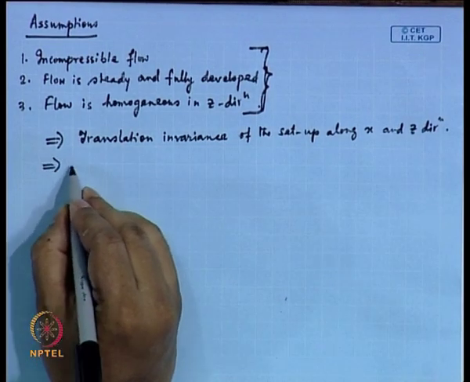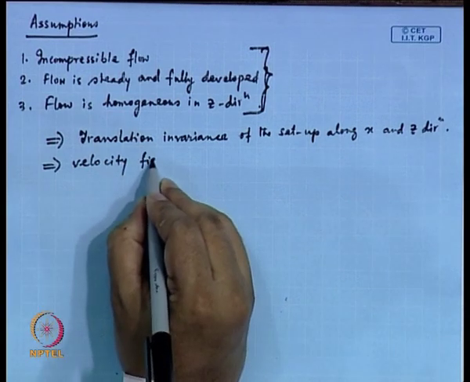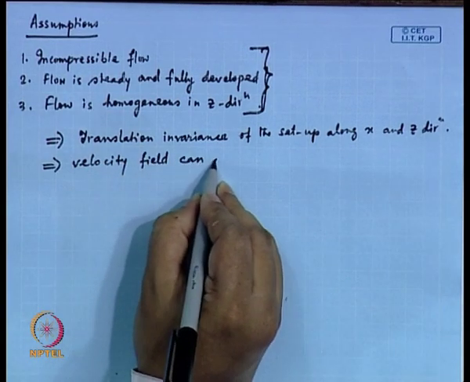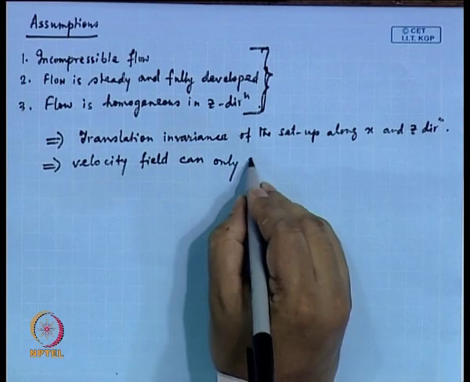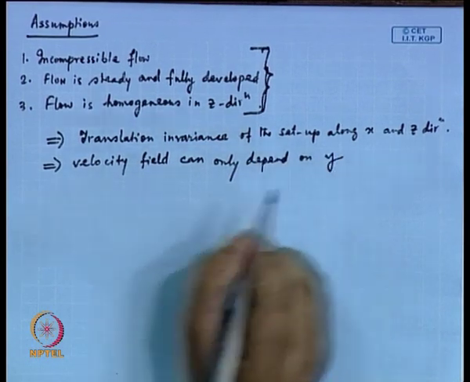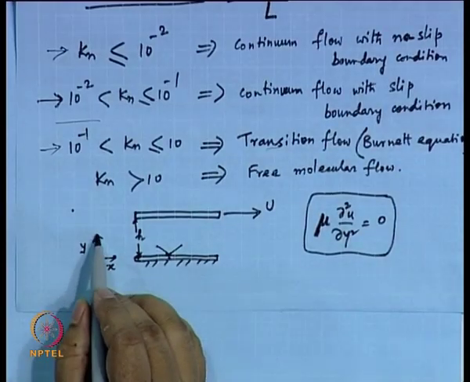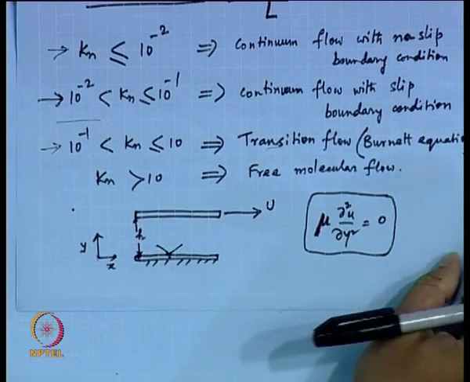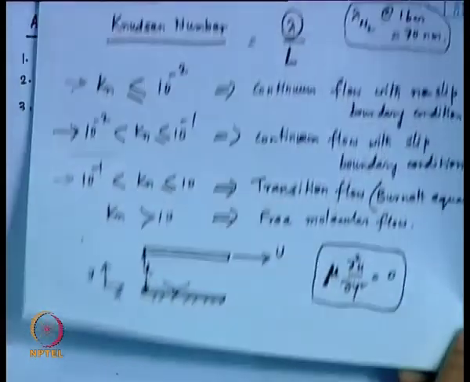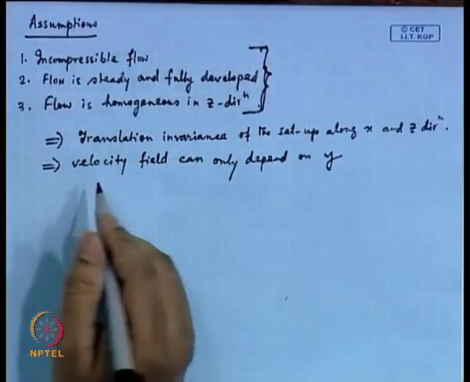This implies the velocity field can only depend on y. What is y? This is the y. So, the velocity field can only depend on y, and in x and z there is a translation invariance.